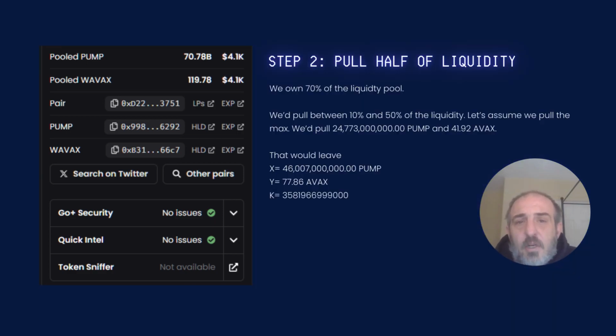So in the second step, we've pulled an amount. Let's assume we pull 50% of the liquidity owned by the team. That means we'd pull just under 25 billion pump and just under 42 AVAX. That would leave the liquidity pool after pulling part of the liquidity at 46 billion pump, 78 AVAX, and around 3.6 trillion constant. So at this point, the liquidity pool looks much different than beforehand.